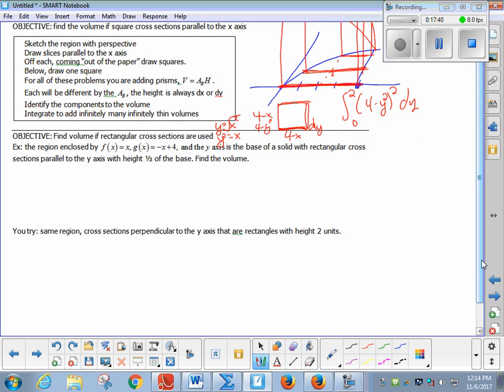All right. Now, it's not always square cross-sections. Sometimes it's rectangles, easy enough. Sometimes it's equilateral triangles. Sometimes semicircles. Sometimes it's an isosceles right triangle with the hypotenuse in the plane of the base. That's on the back. We'll get there.